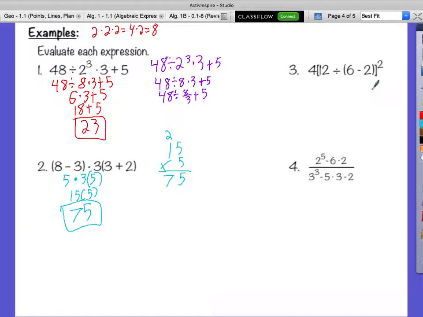So which one are we supposed to do first? The most inside one, which is this 6 minus 2. Okay, so that's the very first thing we have to do. And everything else that we're not touching, what do we do with it? You rewrite it and you just leave it there. Okay? What is 6 minus 2? 4.